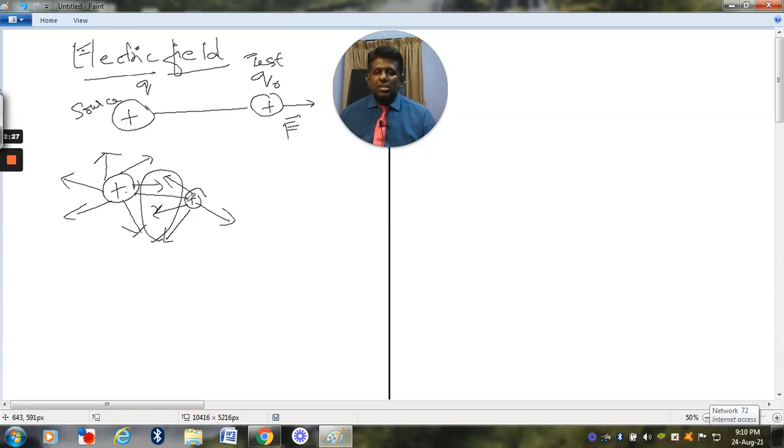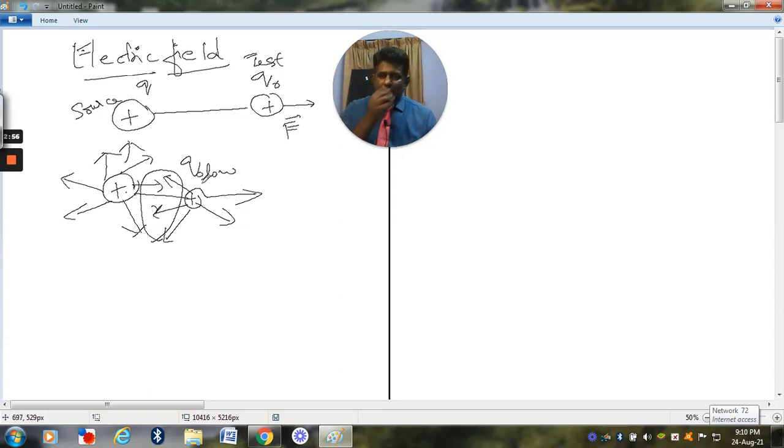Since these two are positive charges, this is a source charge which has high mass, and this is the test charge which has low mass. What happens is this charge will push the test charge to the opposite side, because these two are on a particular axis, the x-axis, so it will be pushed on the positive side of the x-axis. That is how a force has been generated on the Q0 charge due to the charge Q.